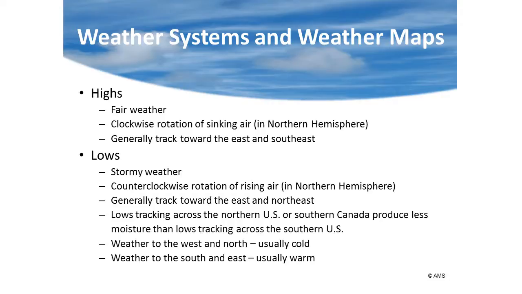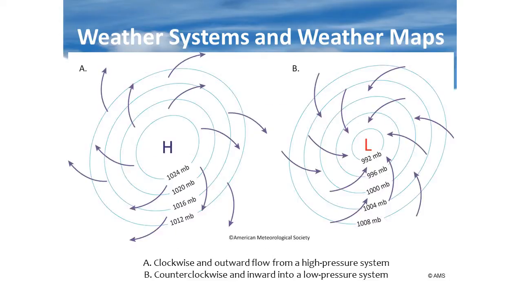The weather to the north and the west of the track of a low pressure system is usually colder, and to the south and east where the warm air is coming from is usually a little bit warmer, with a little more precipitation. So those are the general characteristics of high and low pressure.